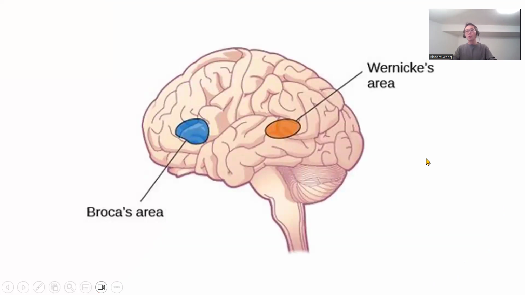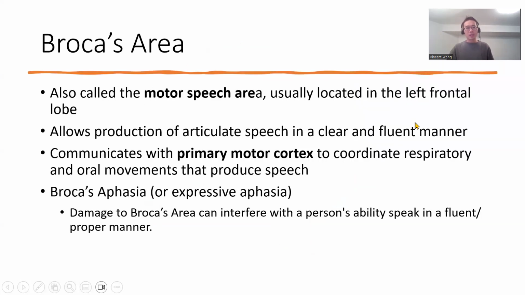All right, I have two additional areas in the brain that I want to tell you about. There is something called Broca's area, and there's something called Wernicke's area. Broca's and Wernicke's area. I'll tell you what they do, and then we'll label it together. So Broca's area is also called the motor speech area, and it's usually on the left side only.